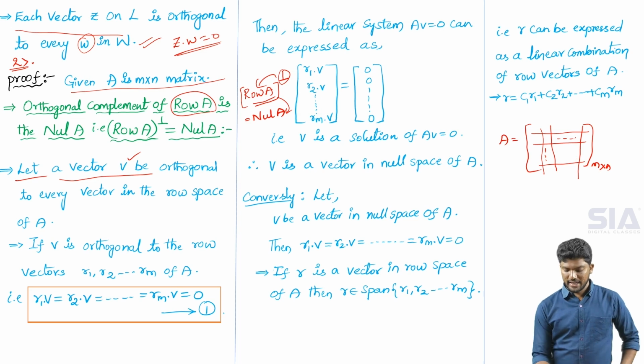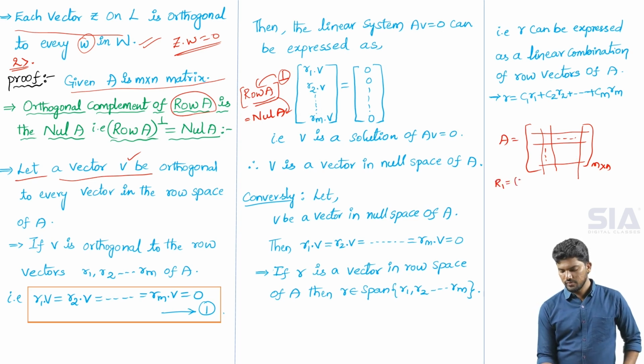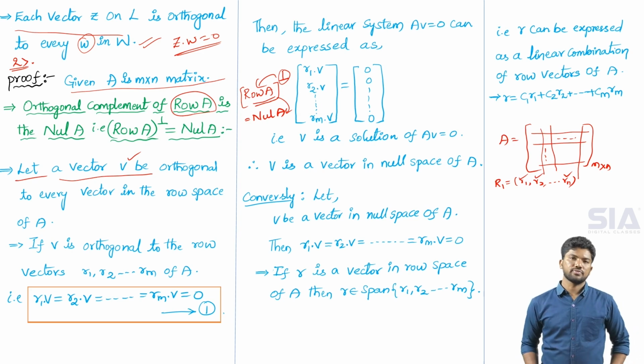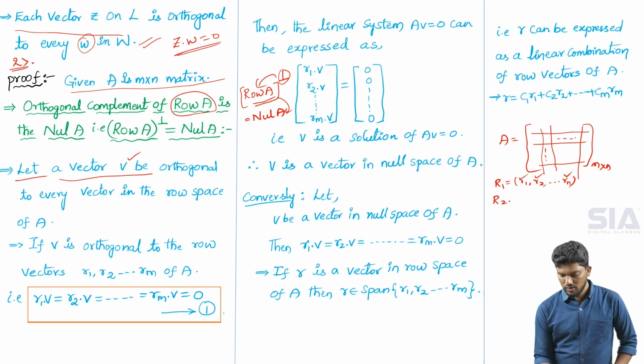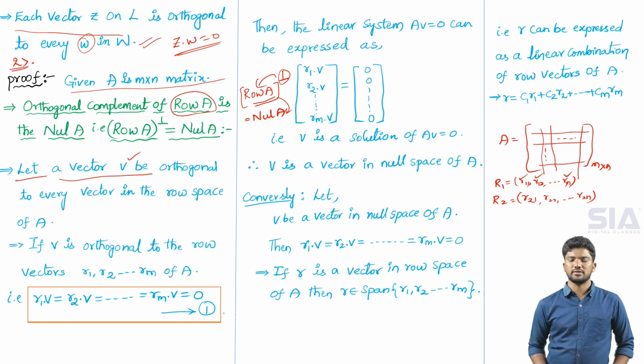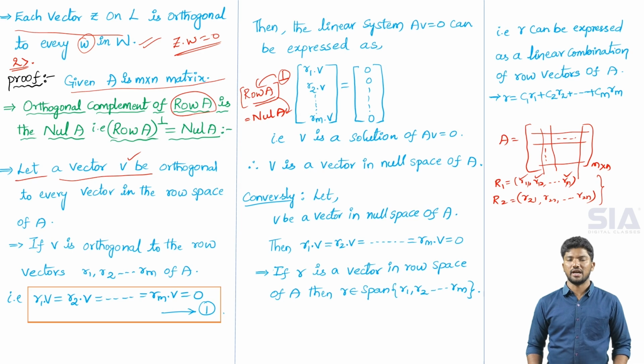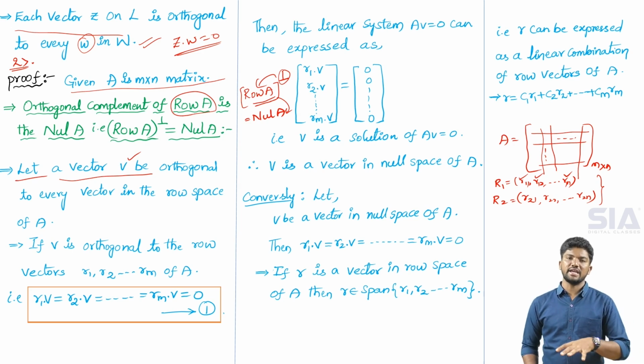Row space of A we can take as capital R1 equal to small r1, small r2, up to small rn. Here r1, r2, rn are the entries in the first row. Entries in the second row we can take similarly: r21, r22, up to r2n. So these non-zero rows give the row space of capital A after converting that matrix into echelon form.